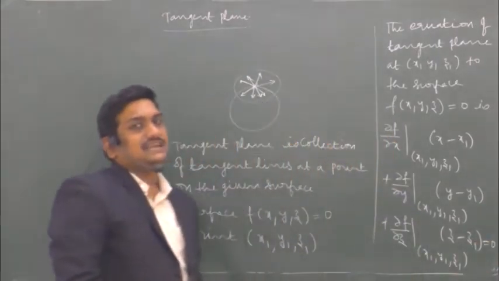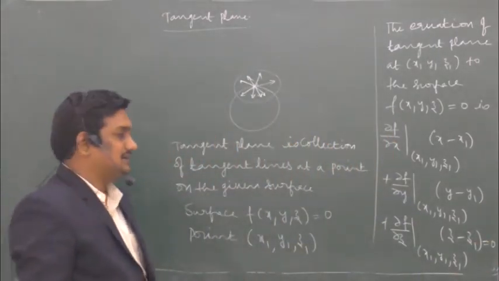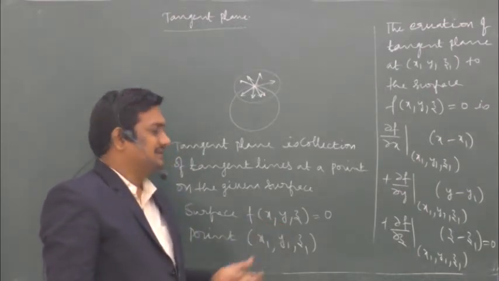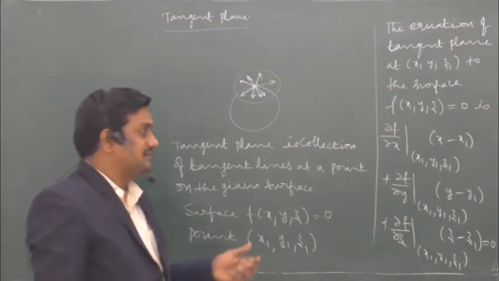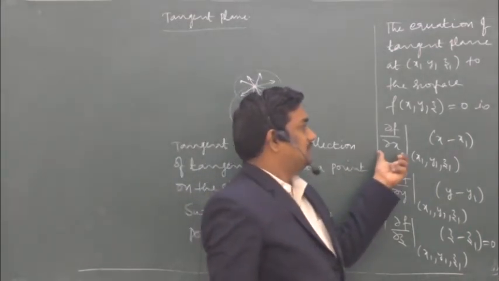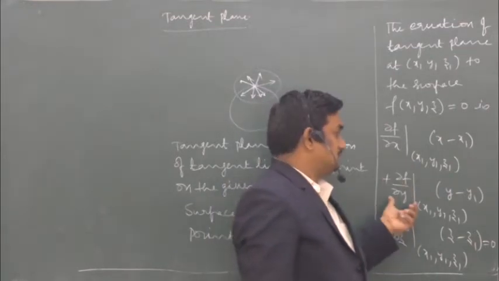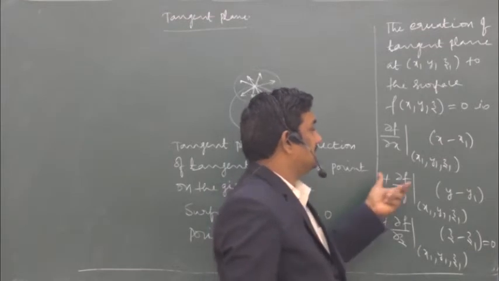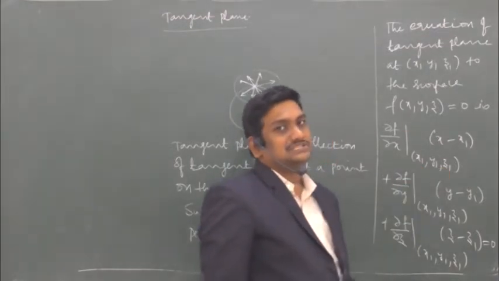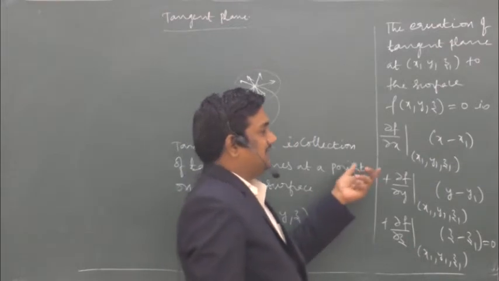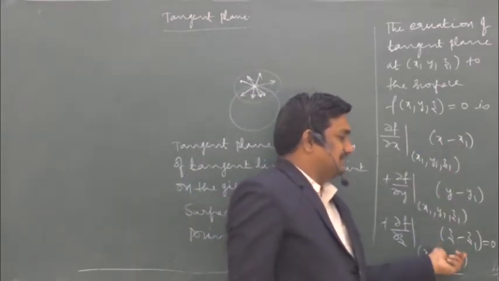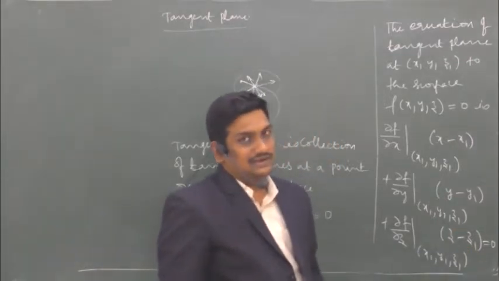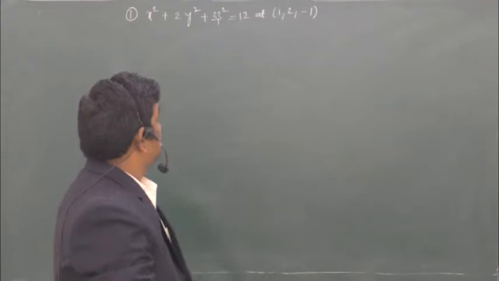So this is the equation of the tangent plane to the surface f of x comma y comma z equals to 0 at the point x1 y1 z1. So you need to calculate the partial derivative of f with respect to x, with respect to y, and with respect to z, and substitute the point x1 y1 z1 in the partial derivatives. And you need to take x minus x1, y minus y1, z minus z1, add all those and equate to 0, and we will get the equation of the tangent plane.